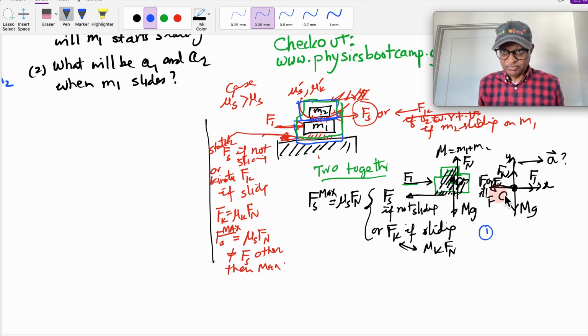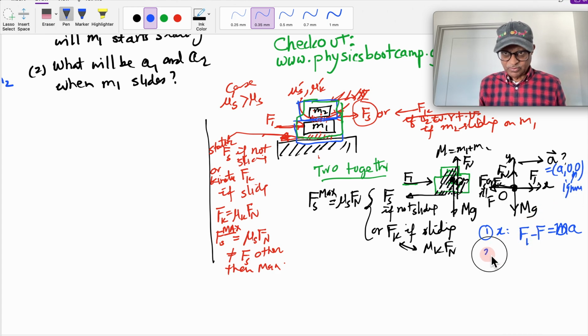So everything along the axis, so along the x-axis you have F1 minus F equal to mass times a. So a is just a, the z component will be 0, so we're just ignoring z. In the y direction, it's just going to be Fn minus mg equal to this is 0, so this is big M times 0.